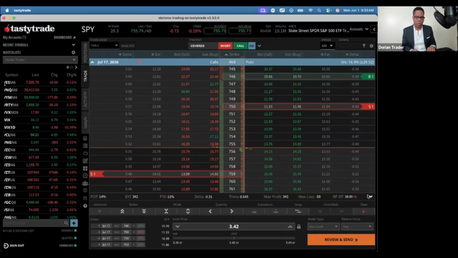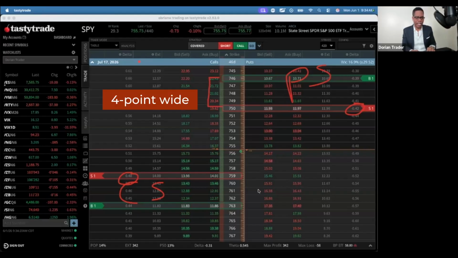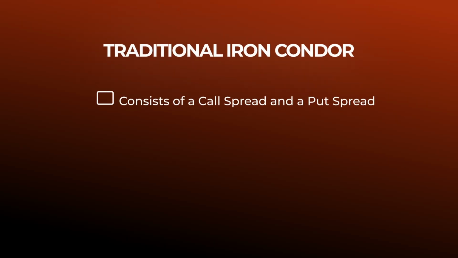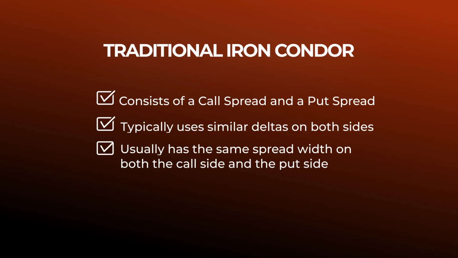All right, so when you're doing an iron condor, you have a put spread that you sell, and you have a call spread that you sell. And a traditional iron condor, usually you're selling it at the same deltas. In this case, obviously it's not, but we're selling at the same deltas. And the width of the spread are the same on both sides. So this is 4 points, and this is 4 points. A traditional iron condor usually has the same deltas and the same width of the spread on both sides.